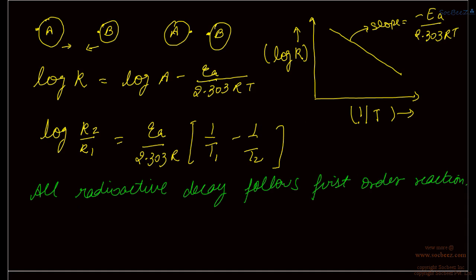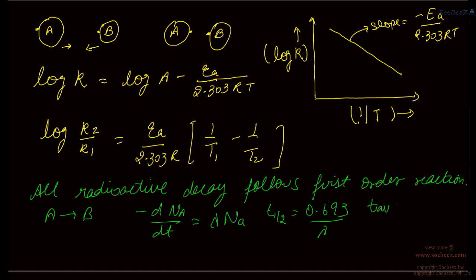Suppose any decay is taking place where A is getting transformed into B, then we can write minus dNA by dt equals lambda NA, where lambda is similar to the rate constant, known as the decay or disintegration constant. NA is the number of nuclei at a given amount of time. And here, just like first order reaction, t half equals 0.693 upon lambda. And here there is another new term known as t average. t average equals 1 upon lambda.